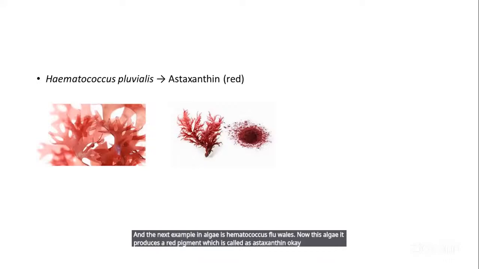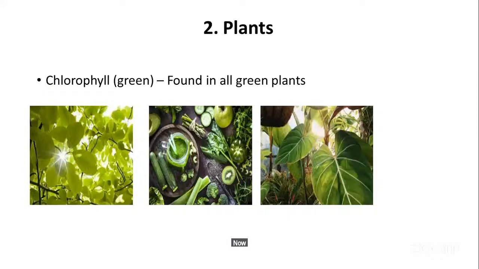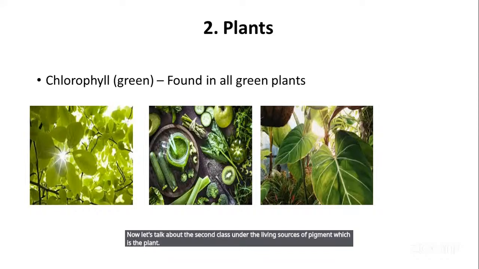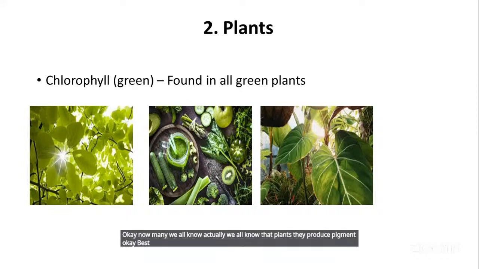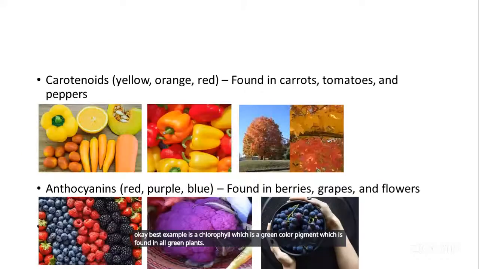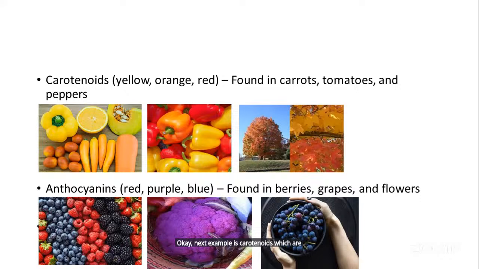So this is about the microbes which can produce pigment, with well-known examples. Now let's talk about the second class under the living sources of pigment, which is plants. We all know that plants produce pigments. The best example is chlorophyll, a green pigment found in all green plants. The next example is carotenoids, which are yellow, orange, and red pigments.